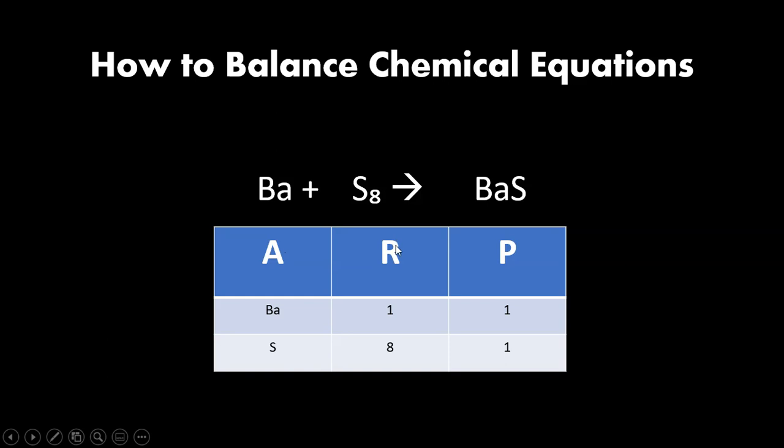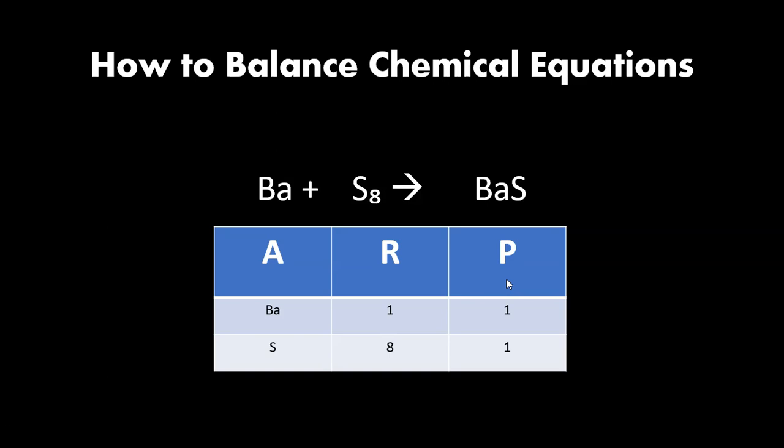R is for the reactants, and it's the number of atoms that are on the reactant side. So we have one barium. There's not a subscript there, so you assume that that is only a 1. Sulfur, we have a subscript of 8, so we have 8 sulfur atoms. Now the product side, we only have 1 and 1 of barium sulfide.